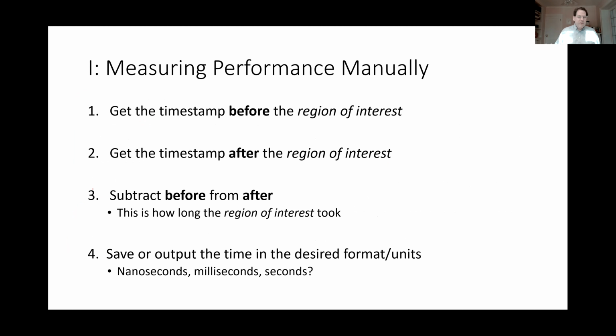And we do that before the region of interest, so before the code we're trying to time. Then we can go through that code. Maybe it's a big set of loops, maybe it's load map, and we can get the timestamp after that region of interest, subtract the before time from the after time, and that tells us how long it took to go through that region of interest. And then we can save that, we can output it, and we can output it in different units: seconds, nanoseconds, milliseconds. I usually just do seconds because it's easiest to understand if I always output everything in seconds.